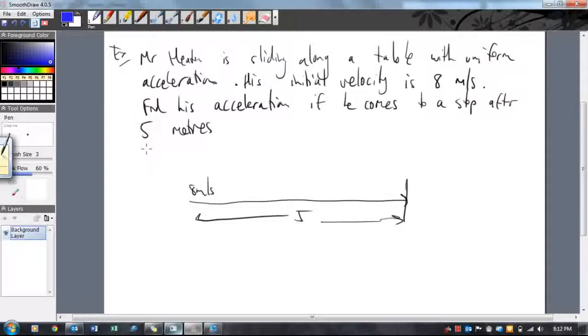So, what do we know? My initial velocity is equal to 8. Final velocity? Because I come to a stop, my final velocity is 0. That's what I'll be at the end. I travel 5 meters, so my displacement is 5 meters. Do I know anything else? We don't know anything to do with time, but what we're trying to find is acceleration, so a equals what? Which formula connects u, v, s, and a? What we want is the third: v squared minus u squared equals 2as.